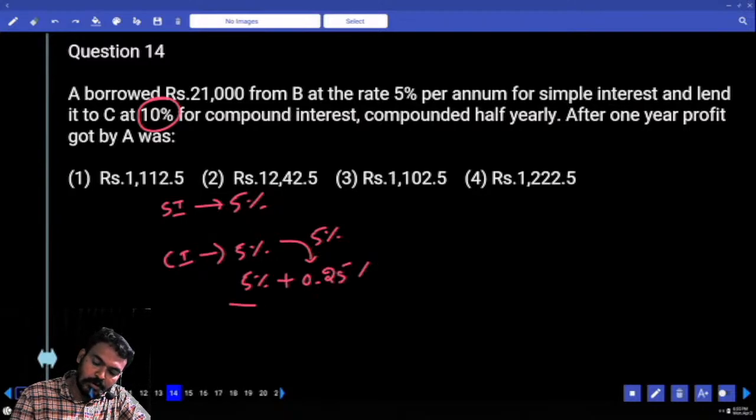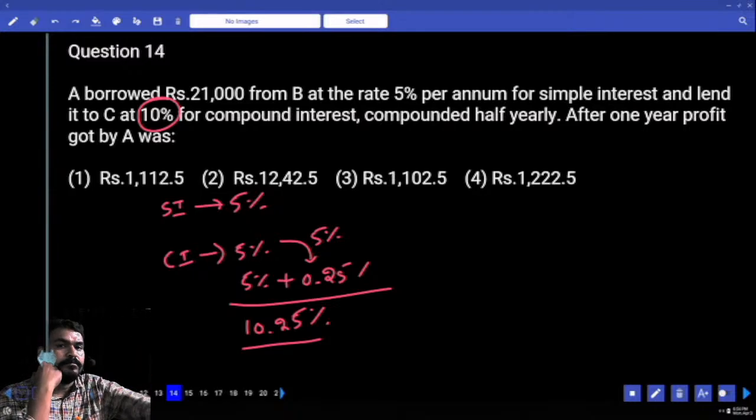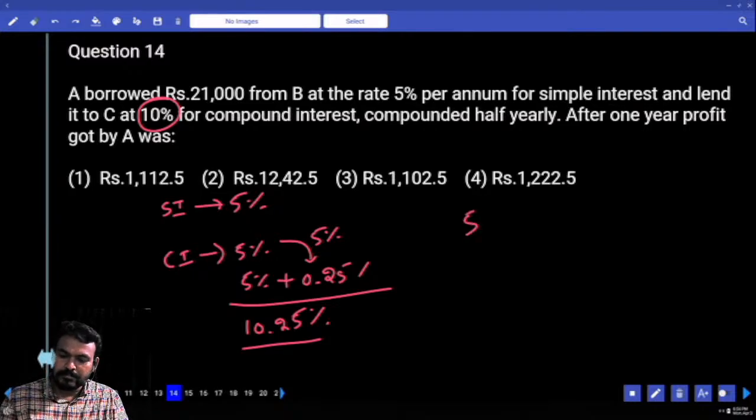10.25. Total, how much percent is he getting in the second case? He paid 5% to B, but he received 10.25% from C. How much percent is the profit? 5.25%. How much extra? 5.25. That is profit. 5.25% of which one?